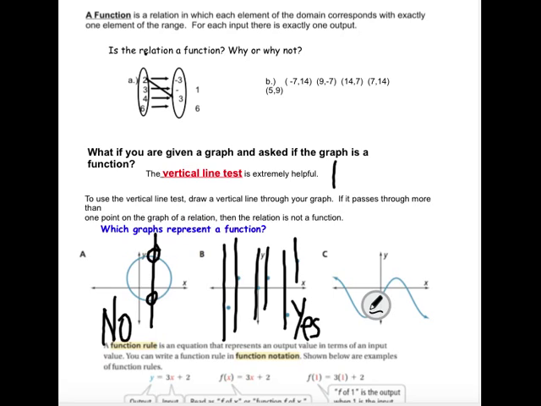And C, I can draw my vertical lines, and I don't double cross anything. So this one also, yes, is a function.